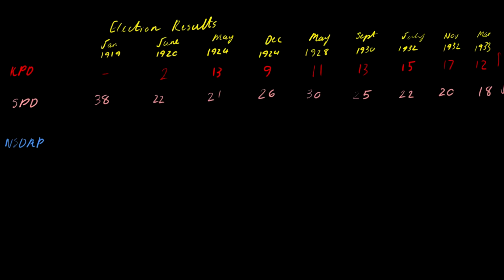The NSDAP has some interesting results. We don't have results for these two years. We have 7% here, 3%, 3%, relatively low. This is during the Stresemann era, the golden age, so there's no need to vote for extreme political parties. Then 18%, 38%, 33%, and 34%. So you can see a general rise in popularity after the Great Depression, when people were getting desperate, so they started to vote for extreme parties.